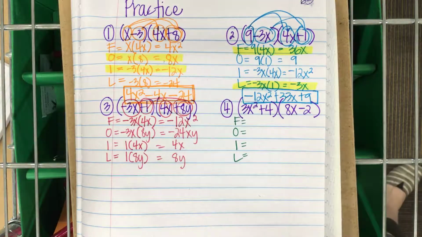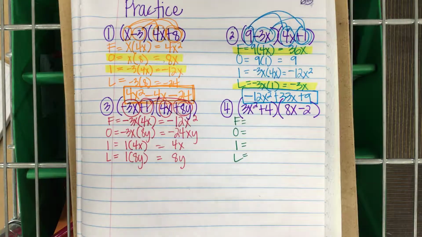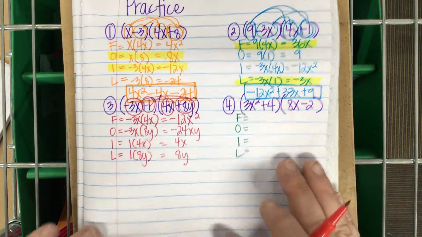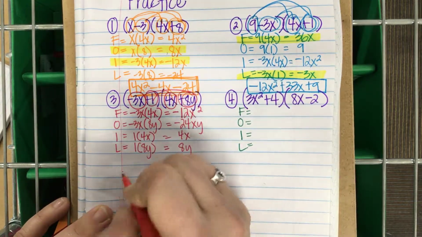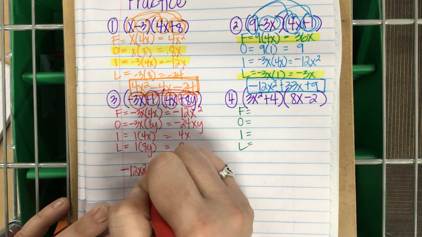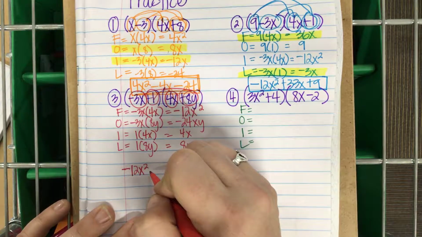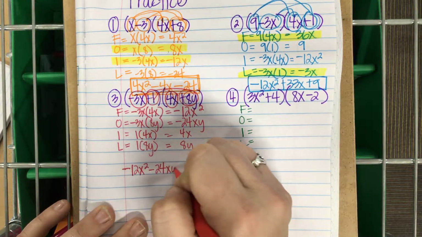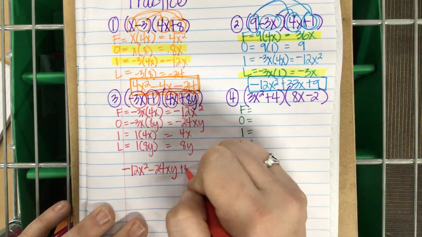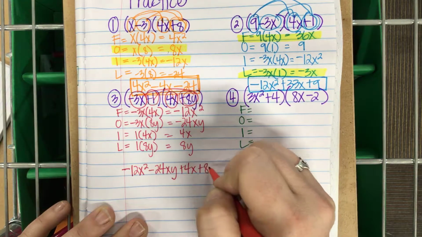Before I write my solution, I'm going to look for like terms. Are there any like terms? No. So what's my answer? Minus 24xy plus 4x plus 8y. Perfect.